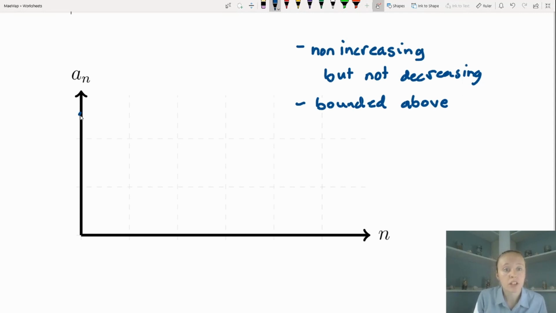So I'm going to start with 2 even values, and then I'll go to some smaller values. Now it's really up to you how you draw this.